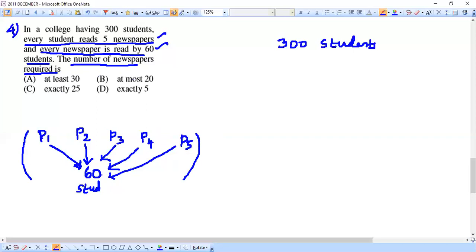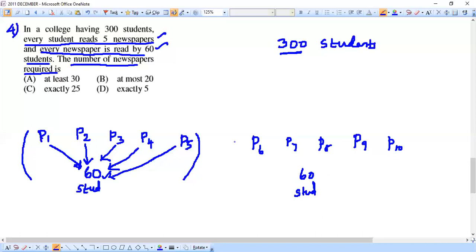So far we are able to account for only 60 students, but how many students are there in that college? There are 300 students. So I can assign one more set of 60 students. Then I can do the same thing, P6, P7, P8, P9, and P10, the next 5 newspapers. Once again, each of these 60 students will read these 5 newspapers, and each paper would be read by 60 students.